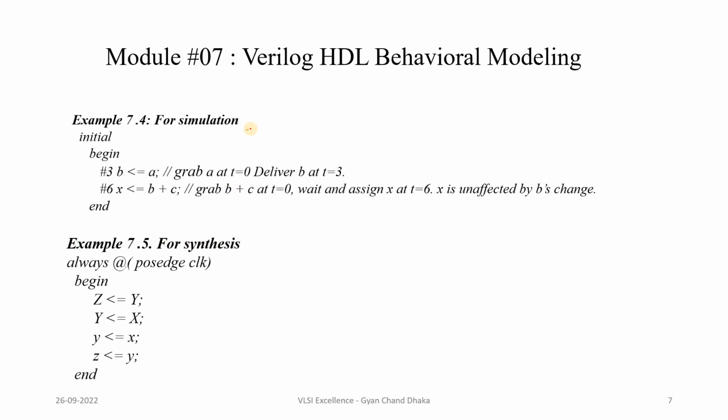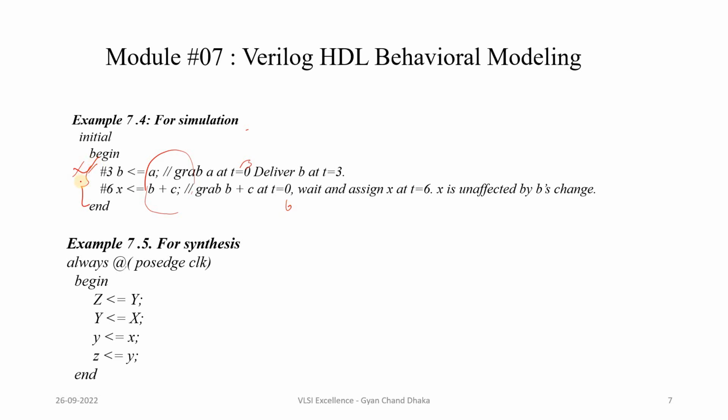So this is for simulation where we have two statements with non-blocking assignments. So here the important thing is, non-blocking assignments start executing concurrently, unlike blocking statements where the first statement will execute, then the second statement will execute, and so on. But here in the case of non-blocking assignments, the right hand side expression of all the statements starts executing concurrently. So friends, here is a typo.